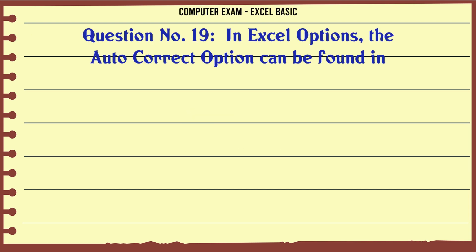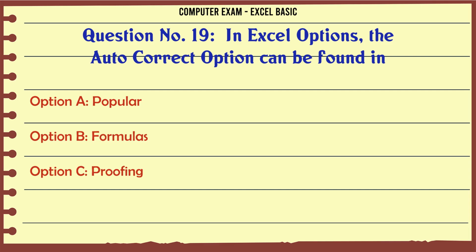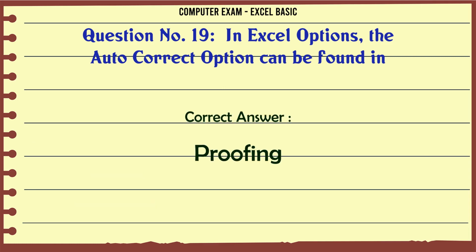In Excel options, the autocorrect option can be found in: A. Popular, B. Formulas, C. Proofing, D. Advanced. The correct answer is proofing.